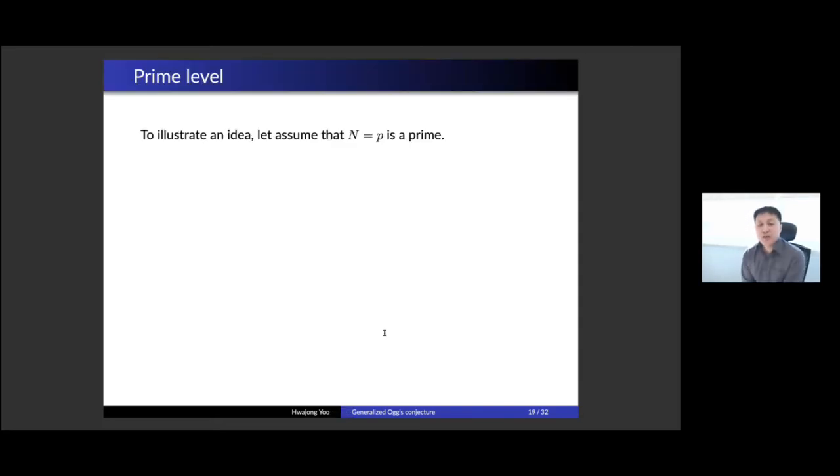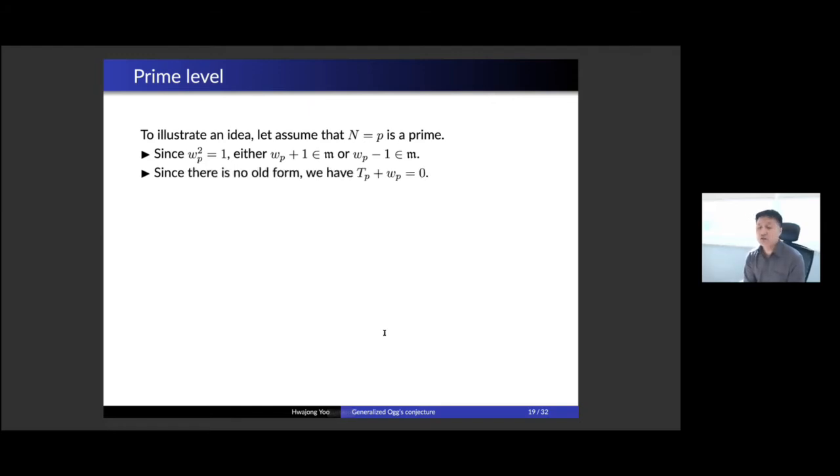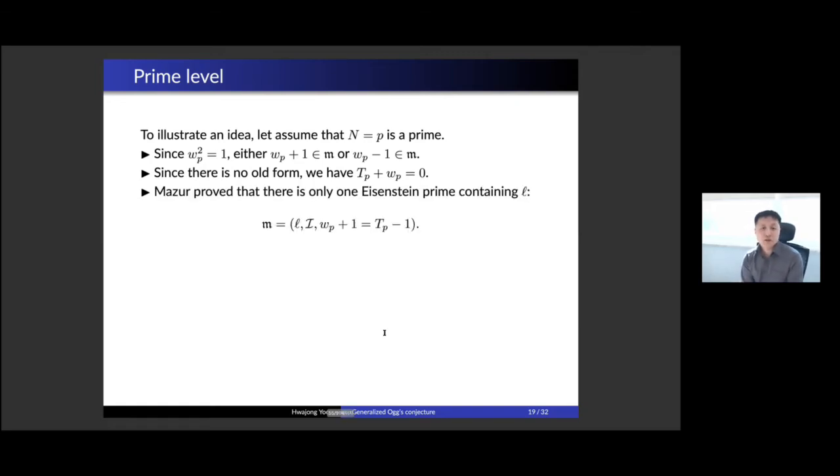So to illustrate the idea, let us assume n is prime. This is the proof by Mazur. First, since WP squared equals 1, either WP plus 1 or WP minus 1 is in M, as before. And since there are no old forms, we have TP plus WP is actually 0 in the endomorphism ring. So Mazur proved that there is only one Eisenstein prime containing L. So like this, L and this WP plus 1, which is equal to TP plus 1, TP minus 1.